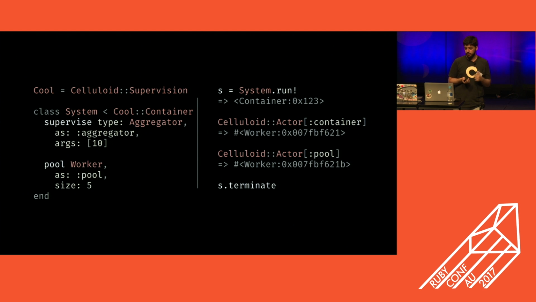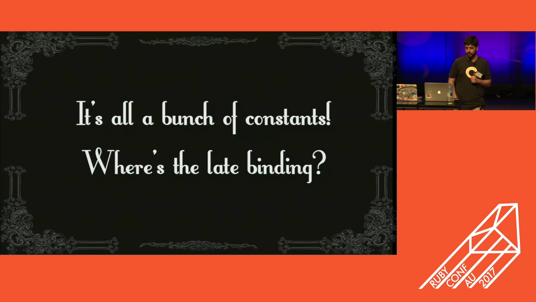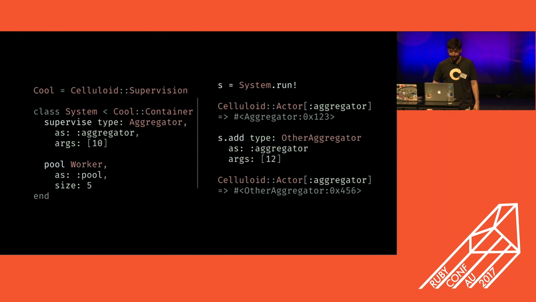So by looking at this, you might be thinking, it's a bunch of constants. Like you have a giant hash. Where is that late binding of all the things? Alan Kay is disappointed. No, he's not. Because a really cool thing is that this system is actually live. So at any point in time, you can replace actors in that container. You can even replace actors with the same tag.